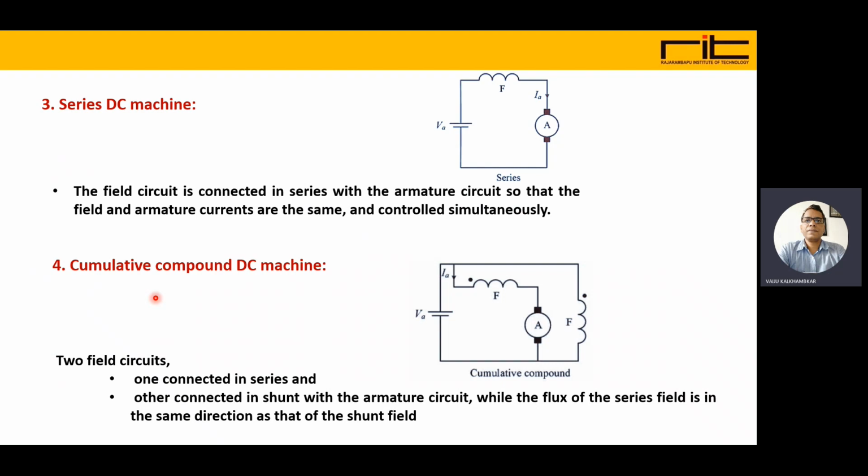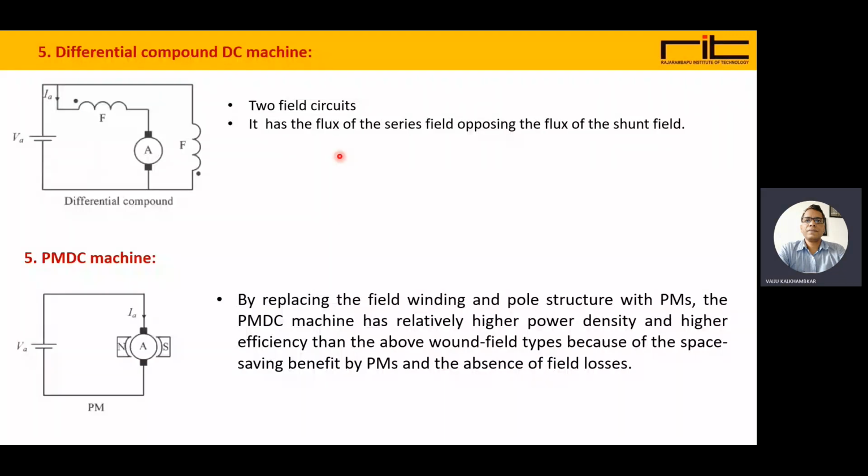In the cumulative compound DC machine, we can see one field connected in series, the other connected in parallel. The flux of the series field is in the same direction as that of the shunt field, and they assist each other, so it is a cumulative compound, and the resultant flux is the addition of the two fluxes. In the differential compound, two field circuits are there. The flux of the series field opposes the flux of the shunt field. That is the differential: the net flux is the difference of the two fluxes.